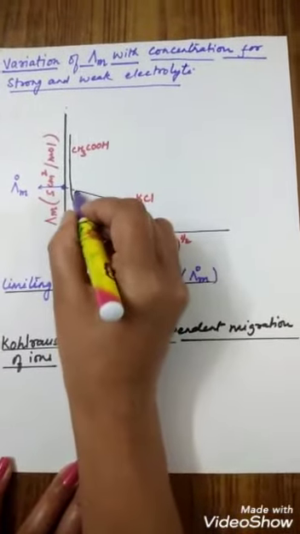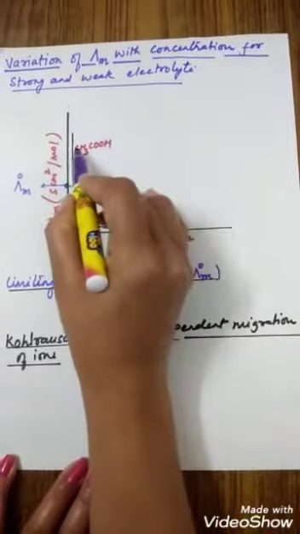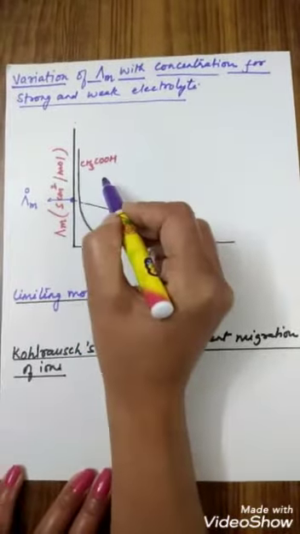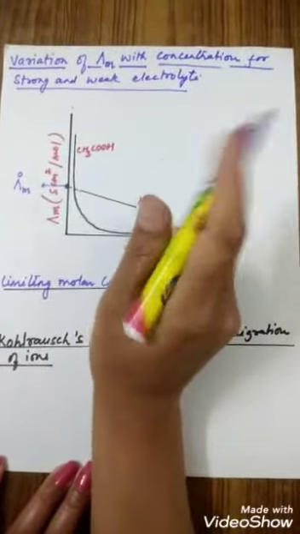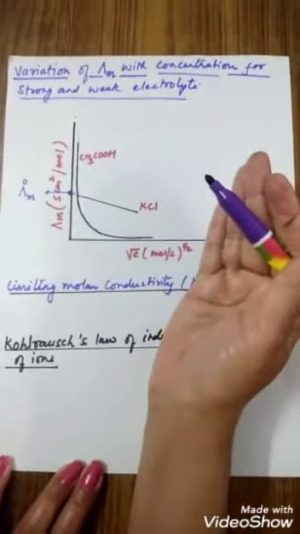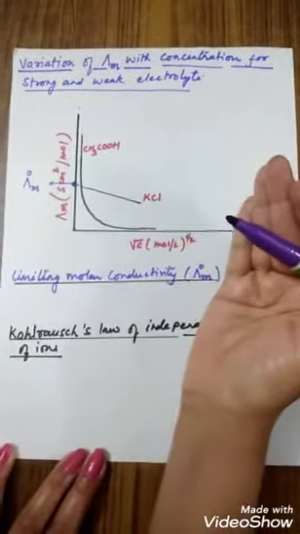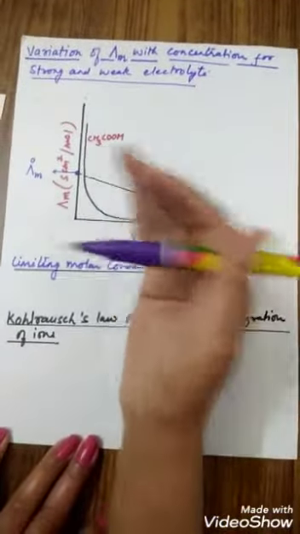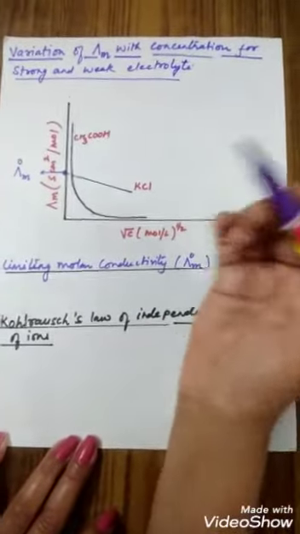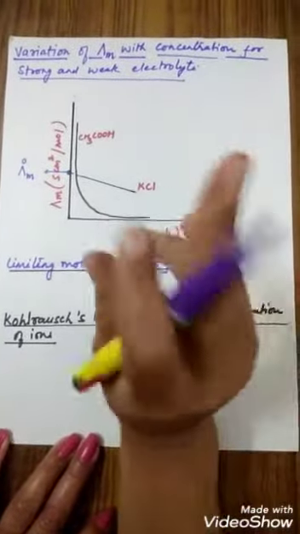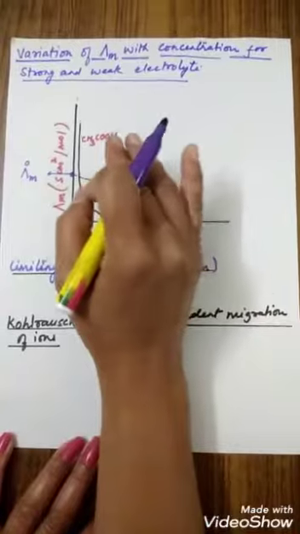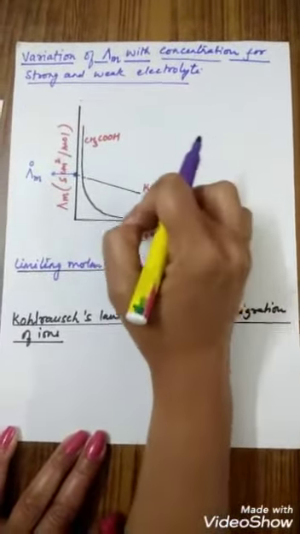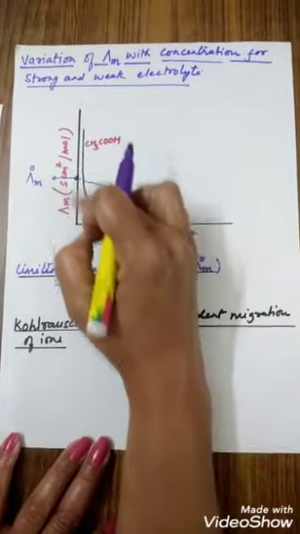But for weak electrolytes like CH3COOH, when you dilute the solution, two things happen. The number of ions increases and the speed of ions increases. Why does the number of ions increase? Because as the dilution increases, the ionization increases. So due to two factors, number of ions increasing and speed of ions increasing, they show a steep increment, especially at lower concentration.